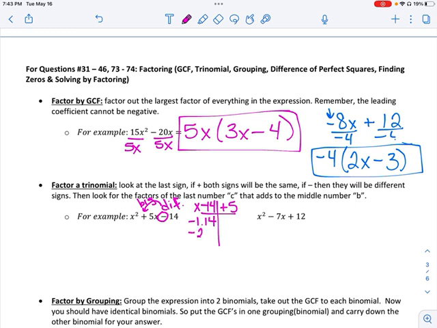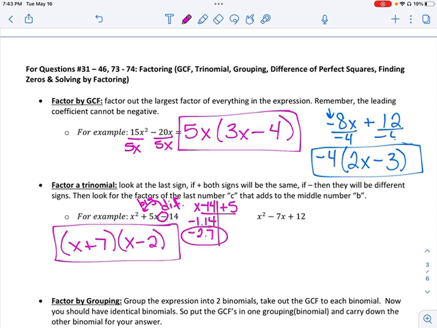I would have negative 2 and positive 7. And if you look, that one is going to be my combination. So my factoring would be x plus 7 and x minus 2. And that would be the factoring of that trinomial.